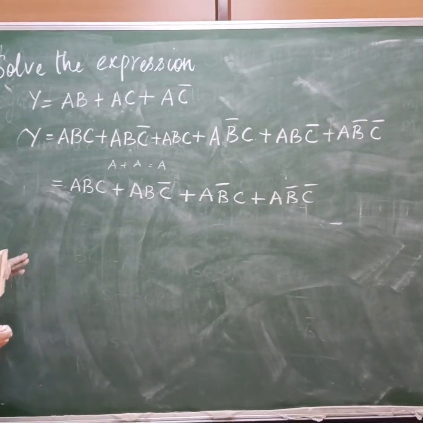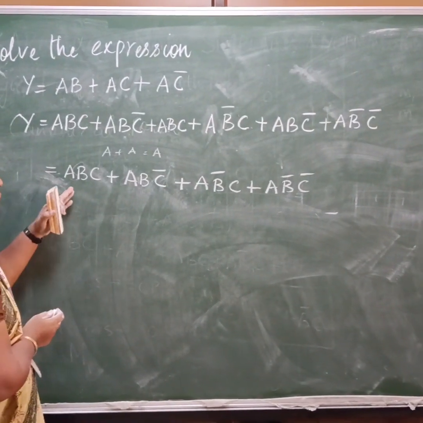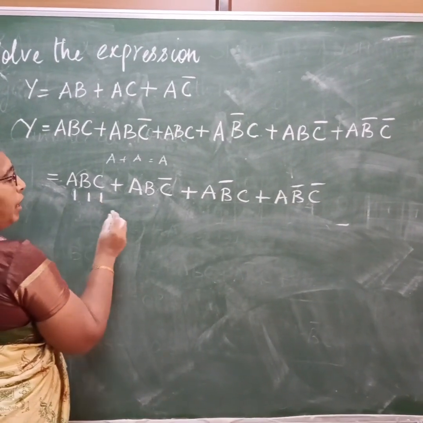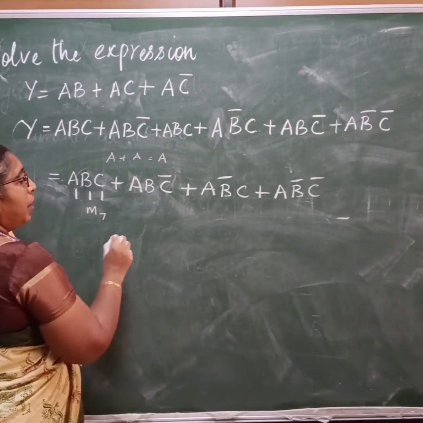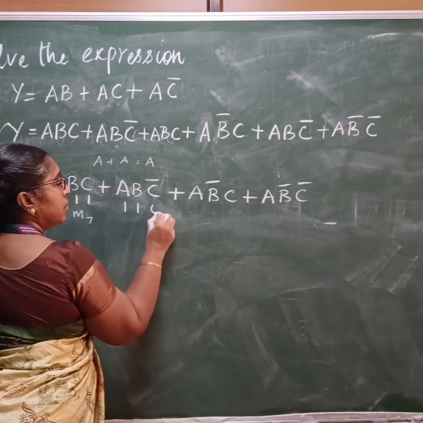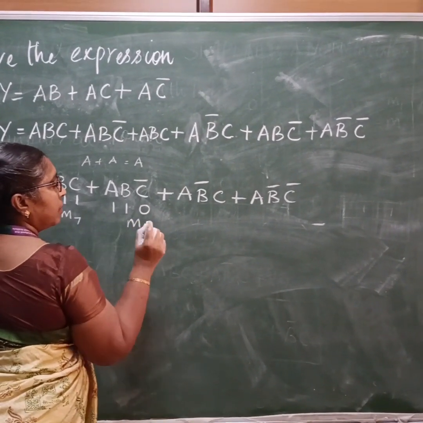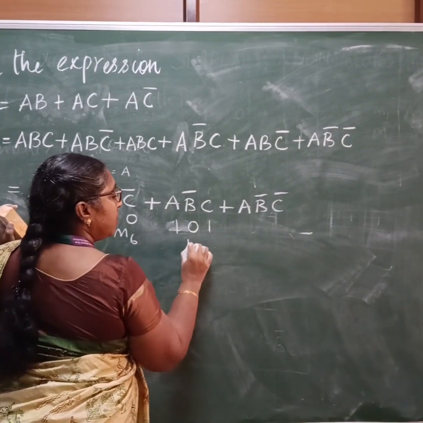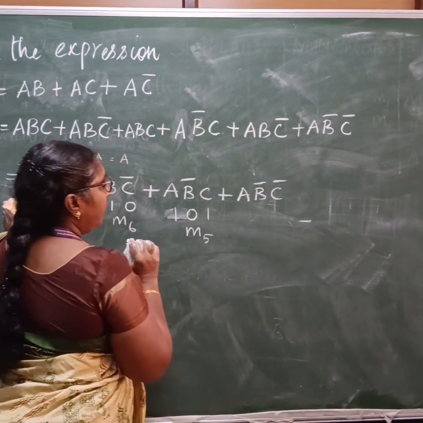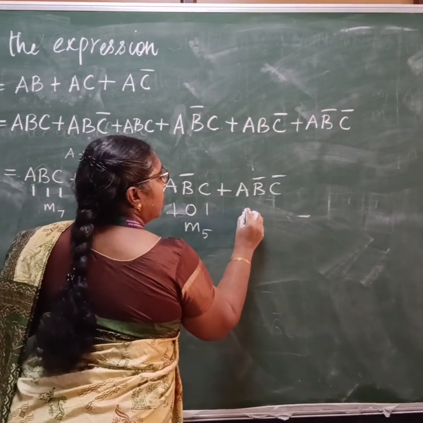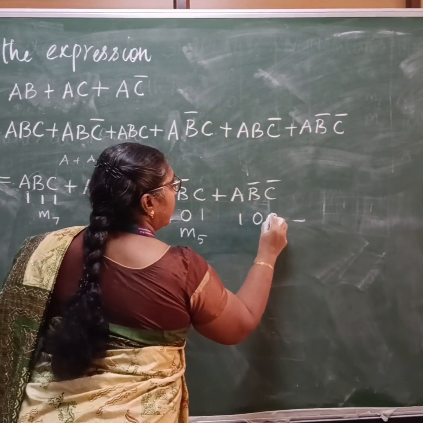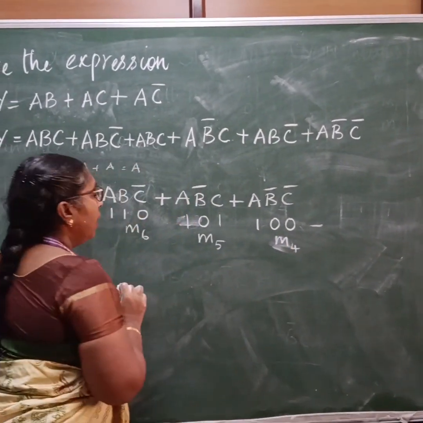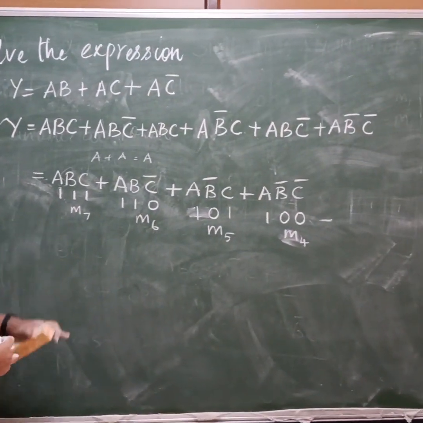So how are you going to write it? As in this case it is your min terms, you can represent 1 1 1, which is your M7. Next it is 1 1 0, which is your M6. Then 1 0 1, which is M5. And 1 0 0, which is your M4. So let us see next how we are going to represent this in your K-map.